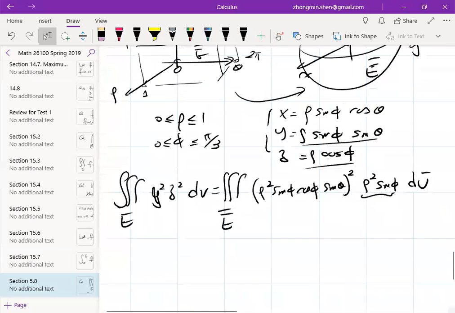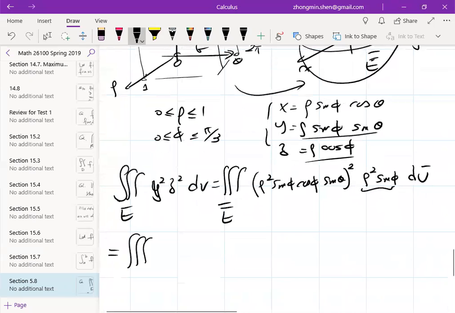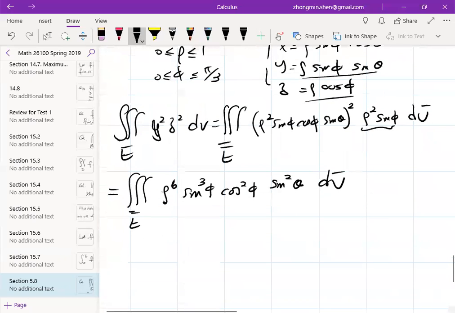Let me simplify this a little bit first before we move on. I have rho squared and rho squared, so the fourth power, and rho to the sixth power. And I have sine squared phi and sine cubed phi cosine phi, and sine squared theta, and then dV. I think this will be the triple integral. They're all separate, right?